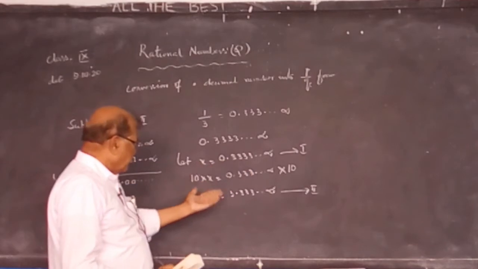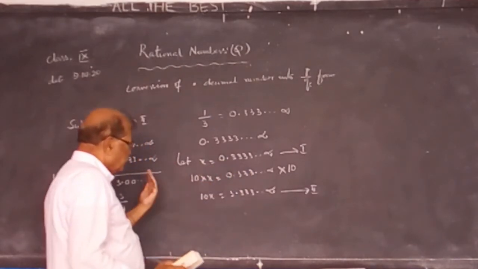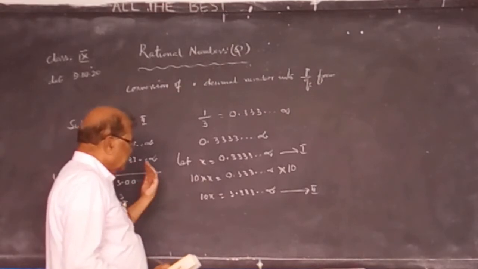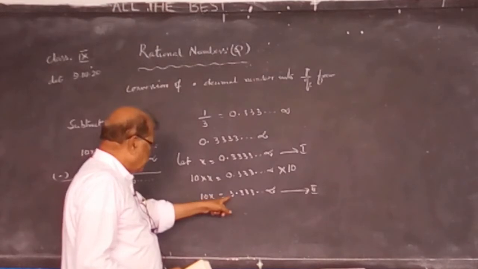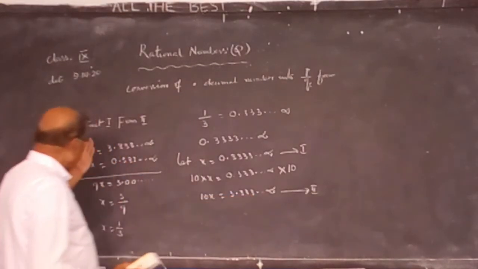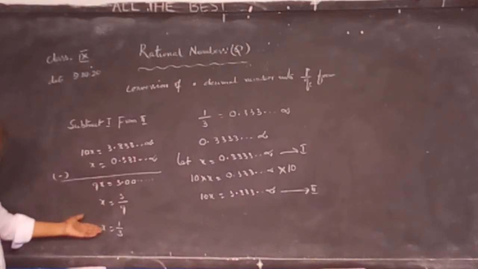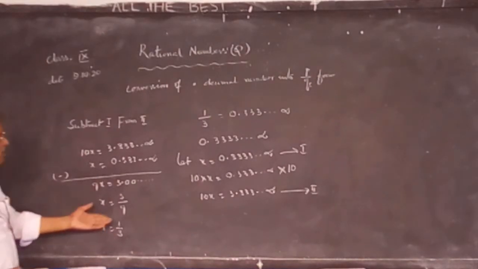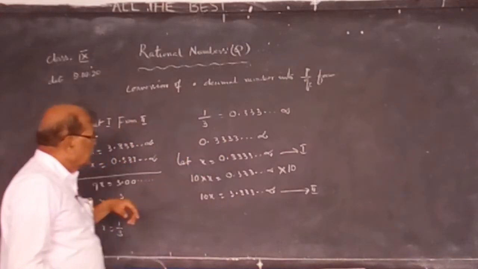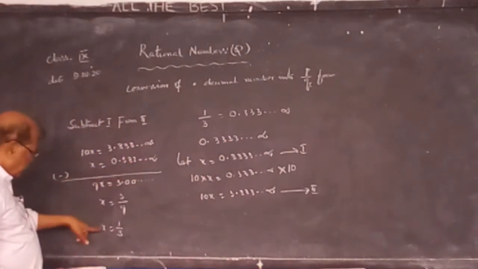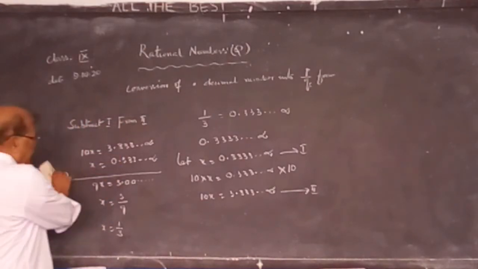When you are multiplying by 10, the decimal position moves to the right because the number should be greater. So 10x is equal to 3.33. Now subtract x from 10x, and you get this. So this is the way of converting a recurring and non-terminating decimal into a common fraction, that is a rational number in the form of P by Q.